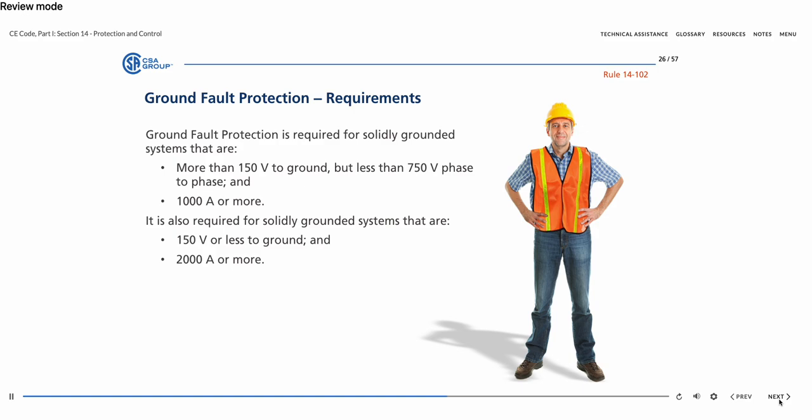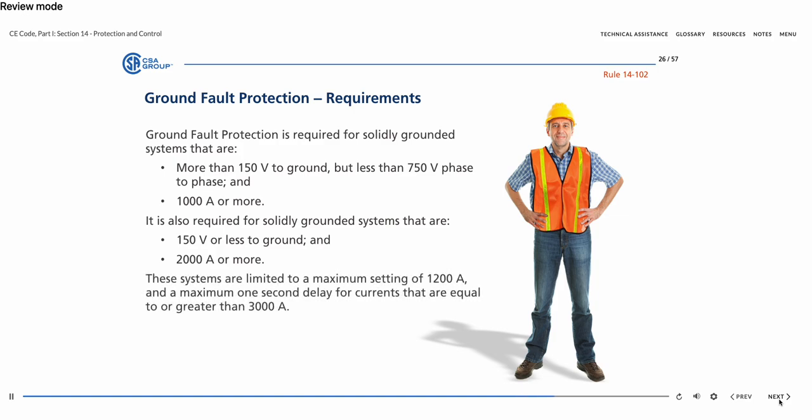Typical systems that fall in this category would be 240/120 volt and 208/120 volt systems that are operating at 2000 amperes or more. Ground fault relays used in these systems are required to have the pickup point set to 1200 amperes or less and operate within 1 second for currents 3000 amperes or more.